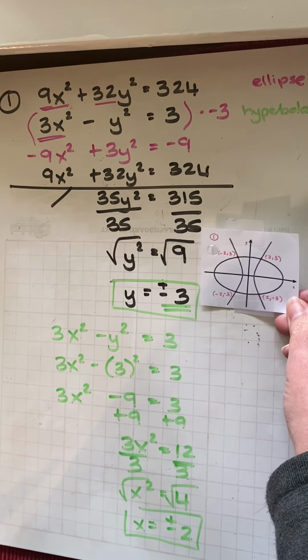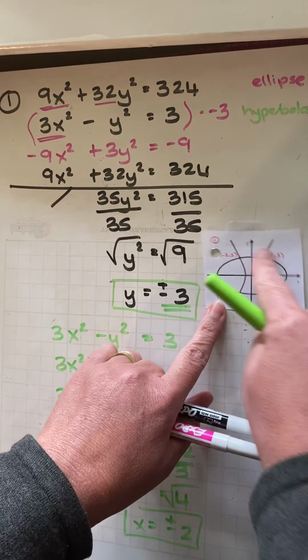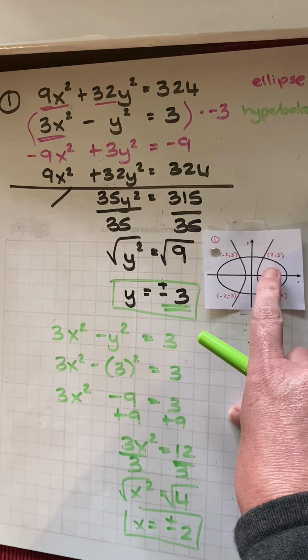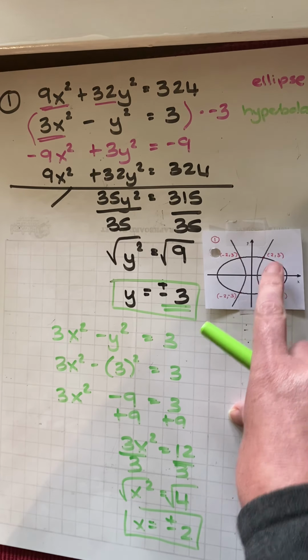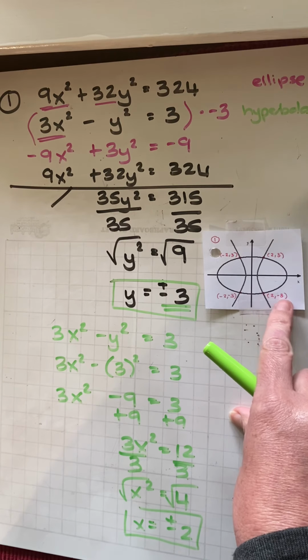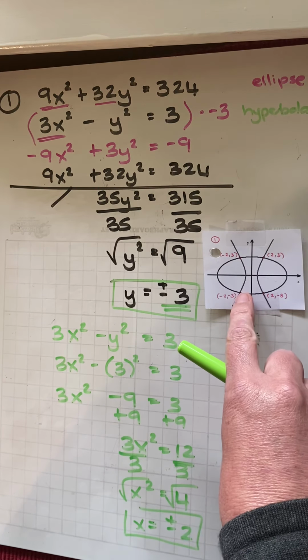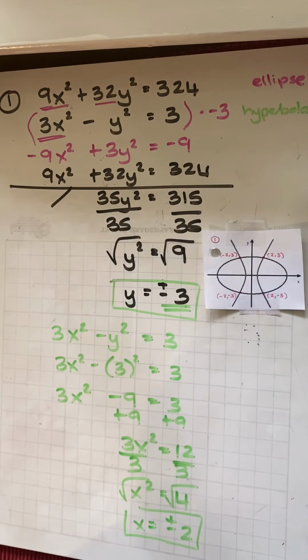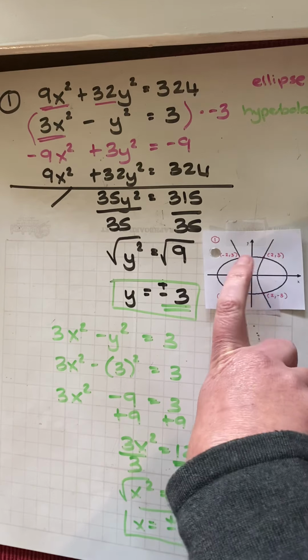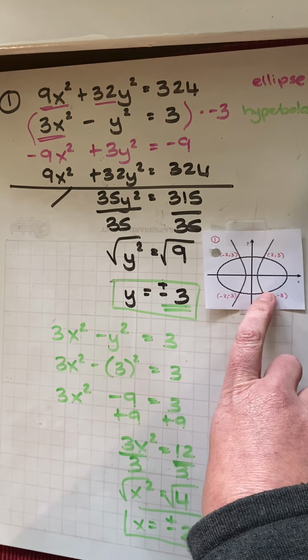It's going to match up with this one right here. We have our ellipse, we have a hyperbola. They're going to intersect at (2, 3) and (2, -3), and also at (-2, 3) and (-2, -3). So once you find your intersection points, you want to match it up with one of the graphs. Label the intersection points on the graph.